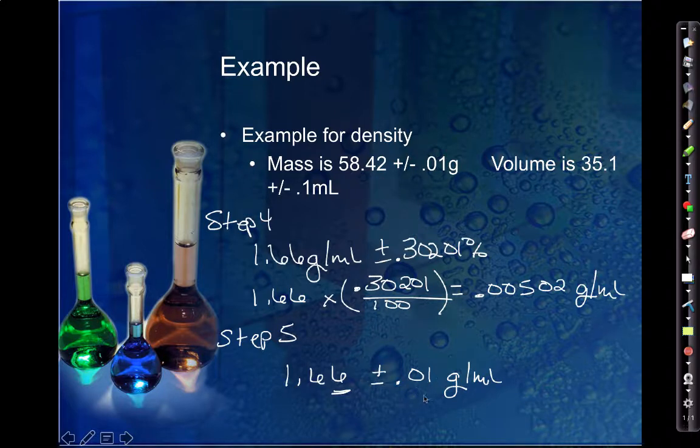And also when we report our uncertainty, the convention is typically just to keep it to 1 significant figure. Now when you do any calculations, you want to actually use the real value of the uncertainty.